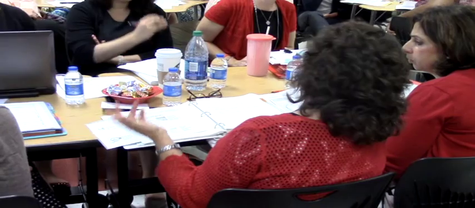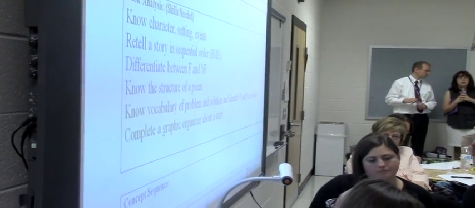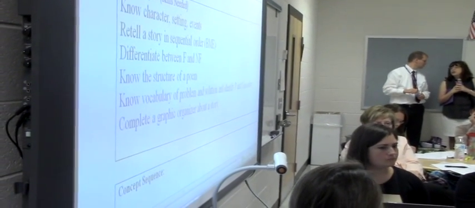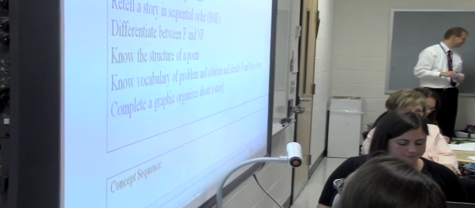What about, in 3rd, 4th, and 5th grade, we kind of use the same graphic organizer when we were doing narrative. So shouldn't we expect them to be able to fill out a graphic organizer about a story? Did 3rd grade use the same graphic organizer? A modification, yeah.